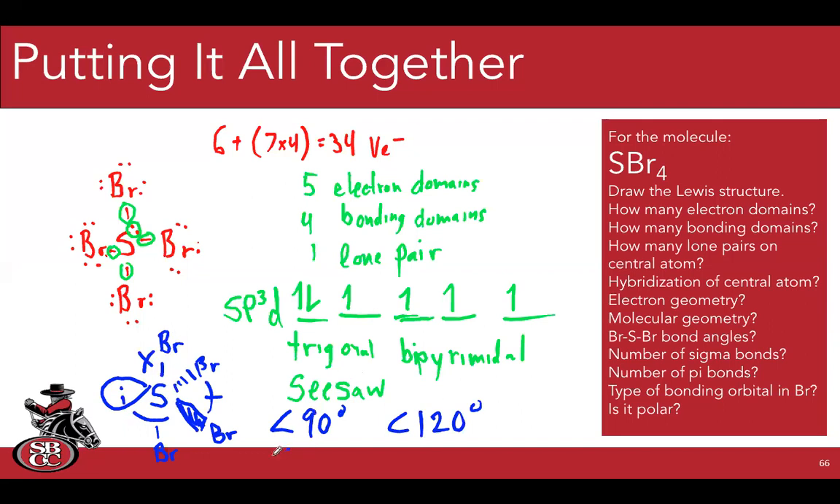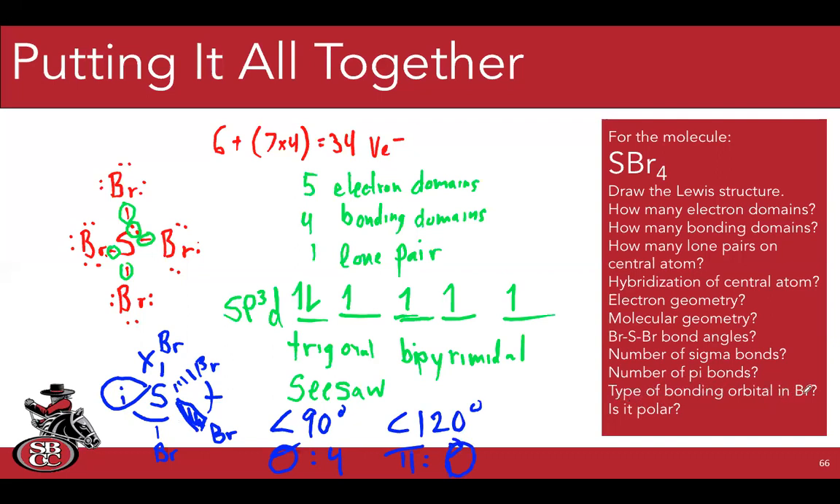So number of sigma bonds. So we have 1, 2, 3, 4 sigma bonds. How many pi bonds do we have? Well, none. There's no double bonds. There's no triple bonds. So no pi bonds in this example. 0.